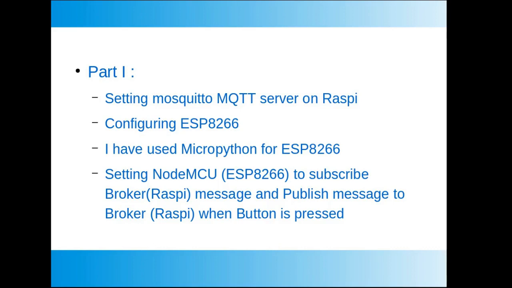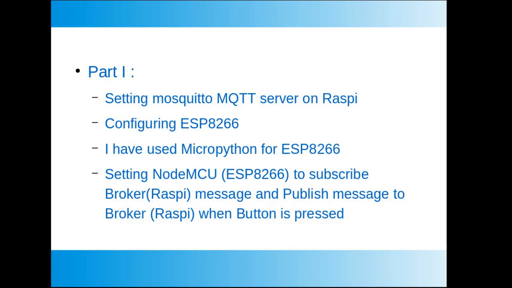In part 1, what I'm doing is setting up Mosquitto, which is one of the famous MQTT servers. It's available cross platform, on Windows, Linux, all operating systems. I'm setting up my Raspberry Pi as a Mosquitto MQTT server, and I'm configuring my ESP8266 in part 1. I'm using MicroPython firmware on the ESP8266. You can use the default Lua firmware if you wish. In this case I'm using MicroPython for my ESP.